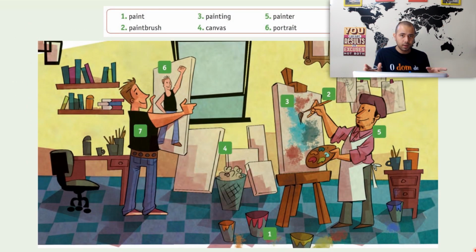What can you see? So here we have special vocabulary about arts. Okay, the words that we have here are, number 1, paint. So what is a paint for you? Paint is just like ink. It's a colorful liquid that you use to paint. That's the paint. Paintbrush. Paintbrush is what you use to paint. Okay, so we're going to have a paintbrush. We're going to use it to paint.